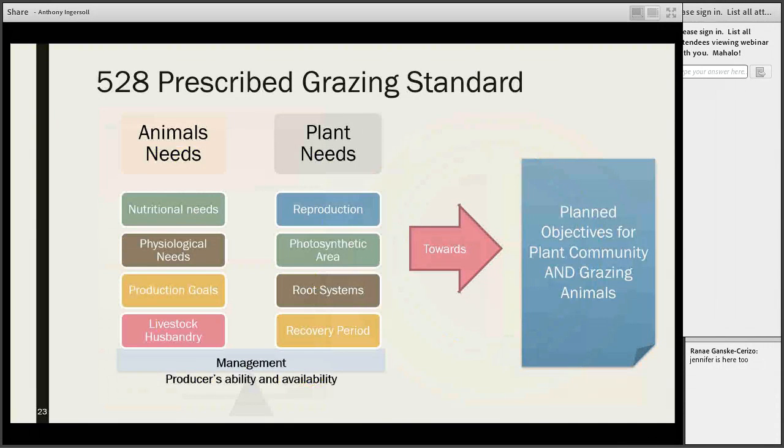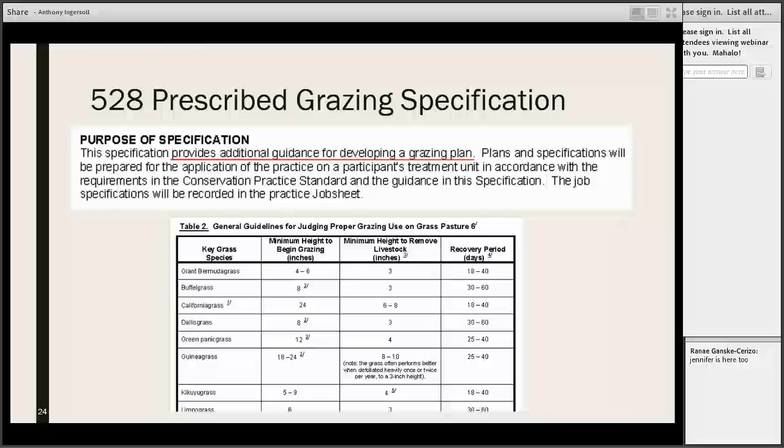And with the prescribed grazing practice, we're trying to manage the animal's needs with the plant's needs through the grazing management. That's all within the producer's ability and availability, all of which should be moving toward achieving the objectives for the plant community and the grazing animals. No problem, right? Piece of cake. It sounds overwhelming, that's because it can be, but it's not if we just kind of keep it simple and take it one step at a time.